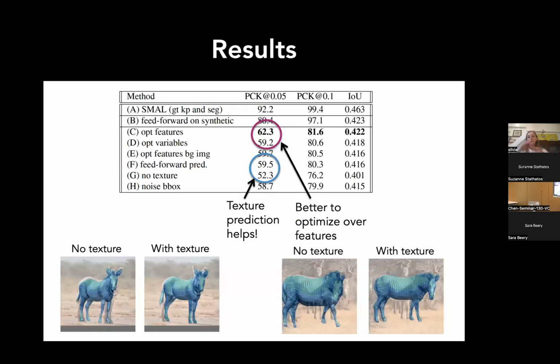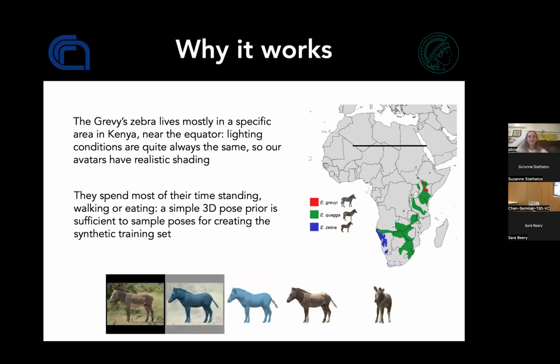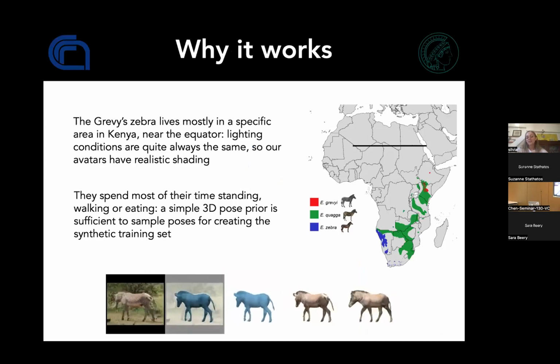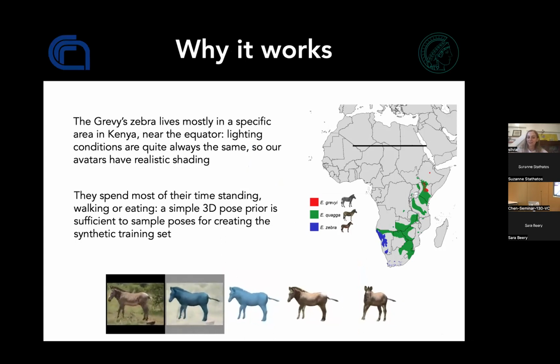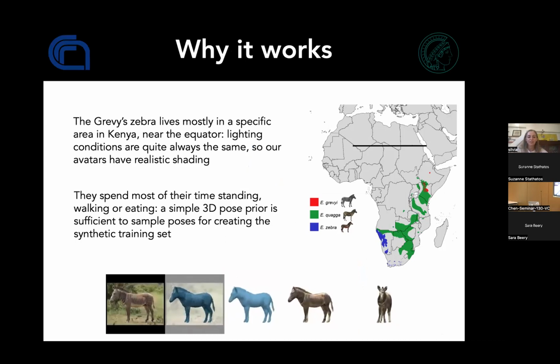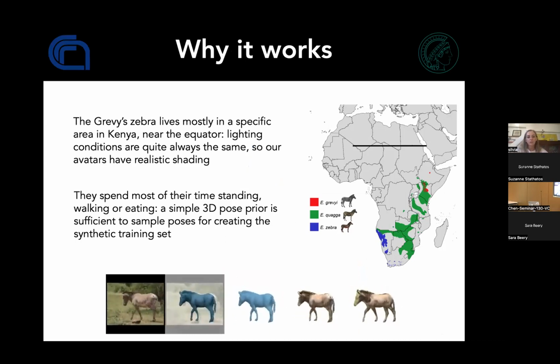Then in the paper, we show that optimizing over the network features is better than over the model variables. And we also show the advantage of predicting the texture map. I think this works only on synthetic data because our synthetic data is very similar to the real data. But of course, for challenging cases, you need to use also some 2D images.